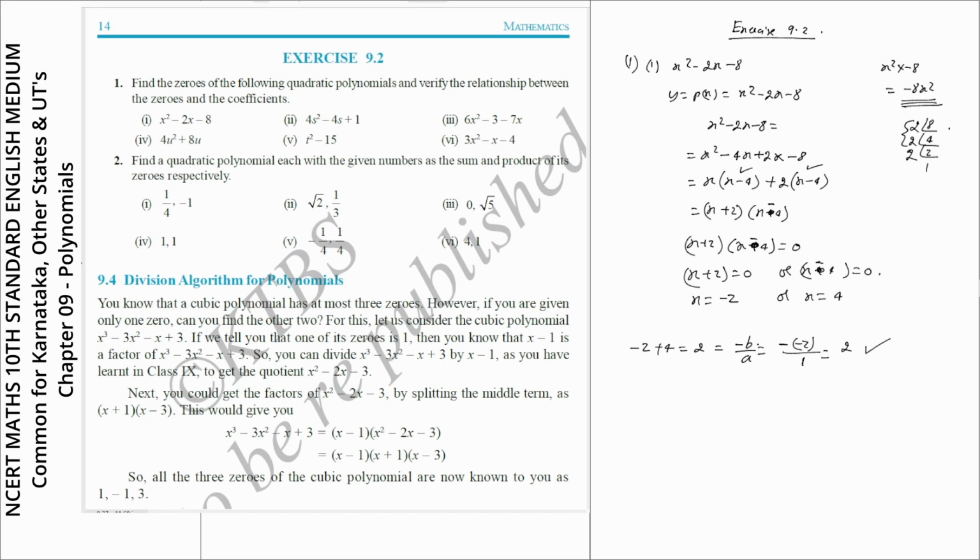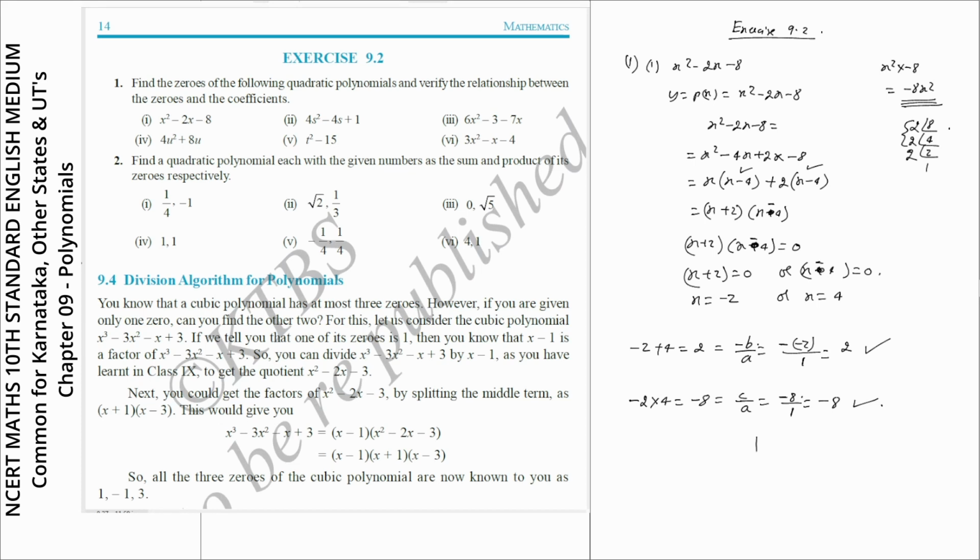So this is verified. Now I should check whether the product of the zeros is equal to c by a. So the product of zeros is minus 2 into 4, I'll get minus 8. This should be equal to c by a. So we'll check what c is. c is minus 8. What is a? a is 1. So this is minus 8. So both are verified. So minus 2 and 4 are the zeros of the given polynomial.